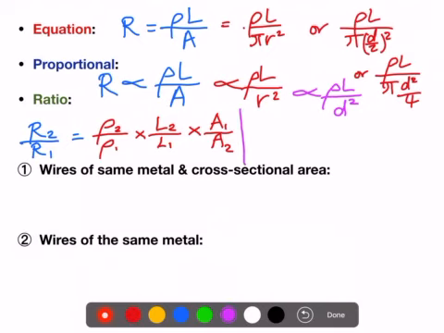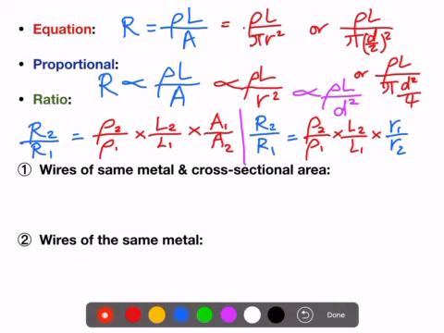In terms of radius or diameter, you can write the ratio of the resistance equal to the ratio of the resistivity, again rho 2 over rho 1, and length 2 over length 1, times, in terms of radius, R1 over R2 because it's an inverse proportion, and not forgetting the square. In terms of the diameter, it will be similar.